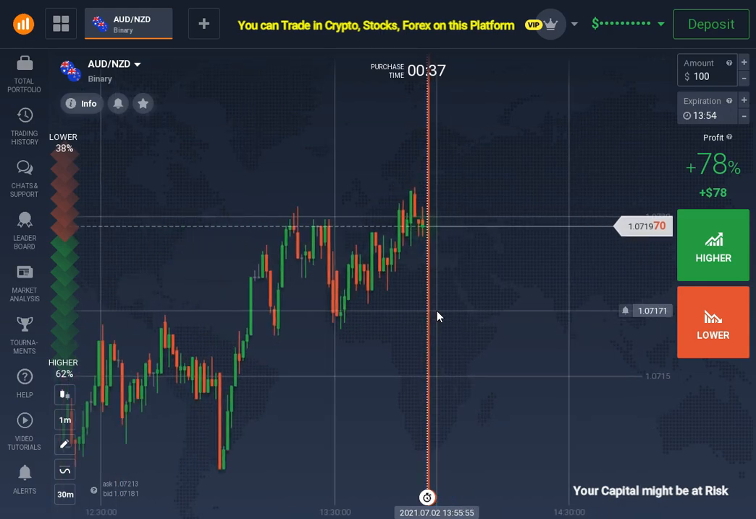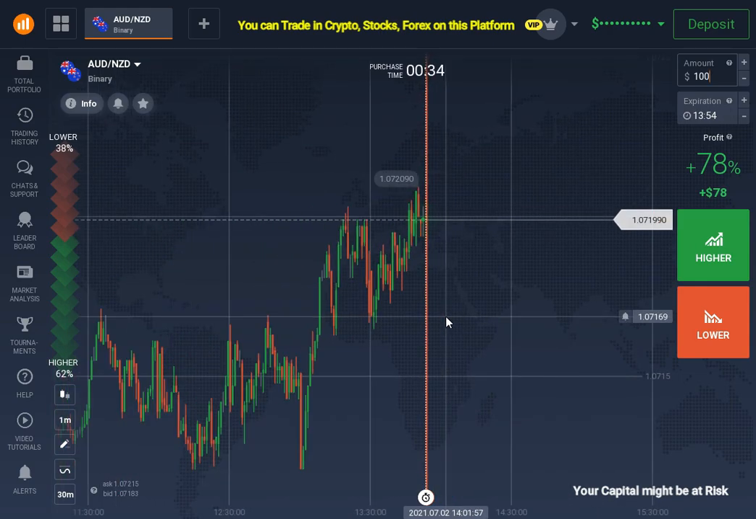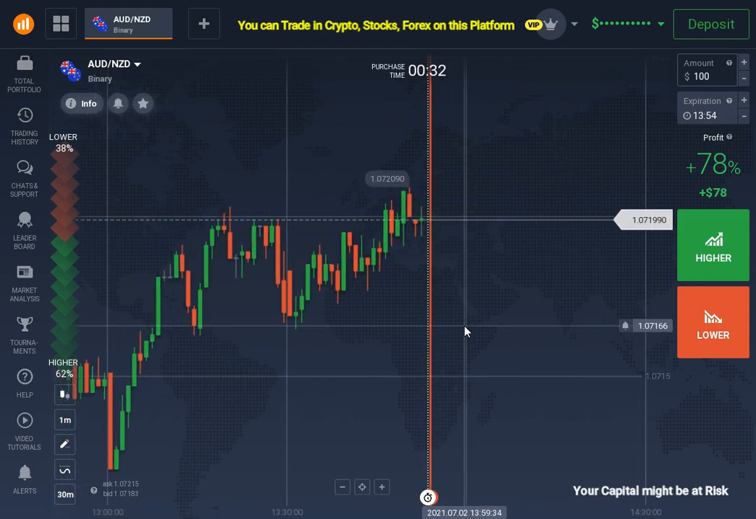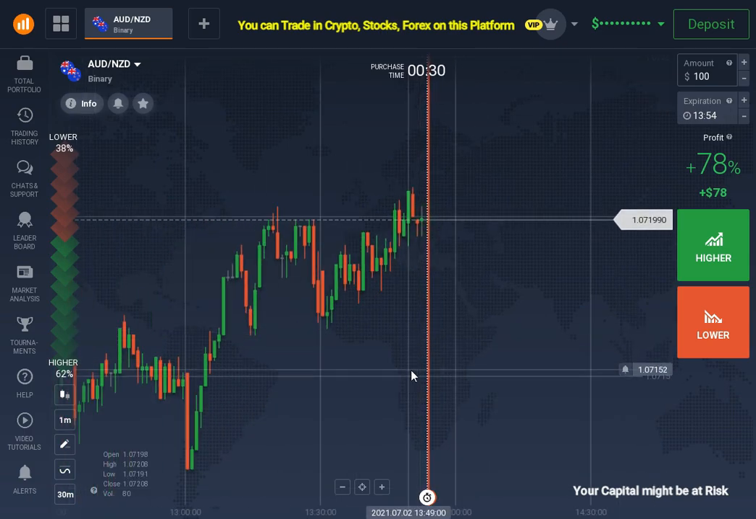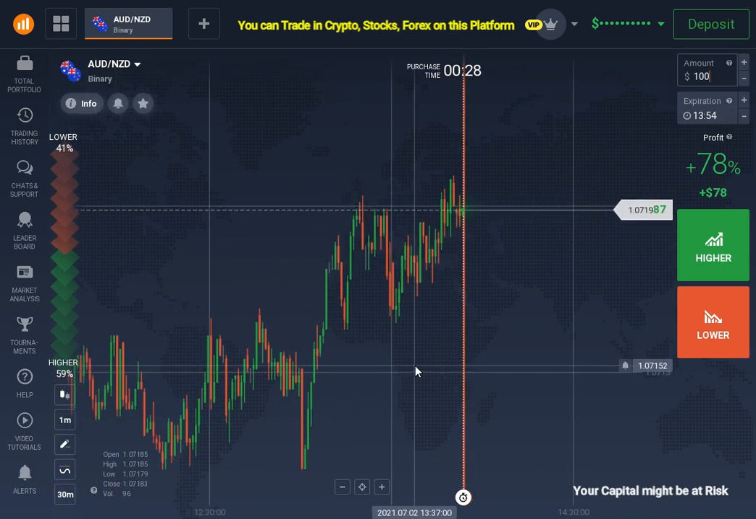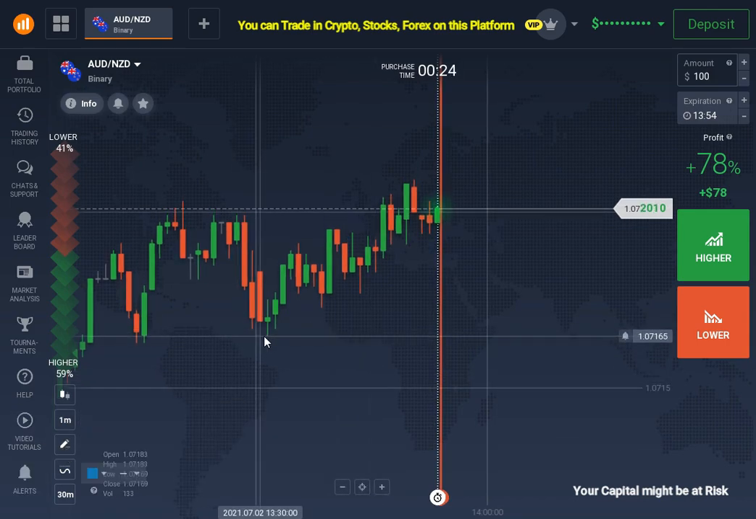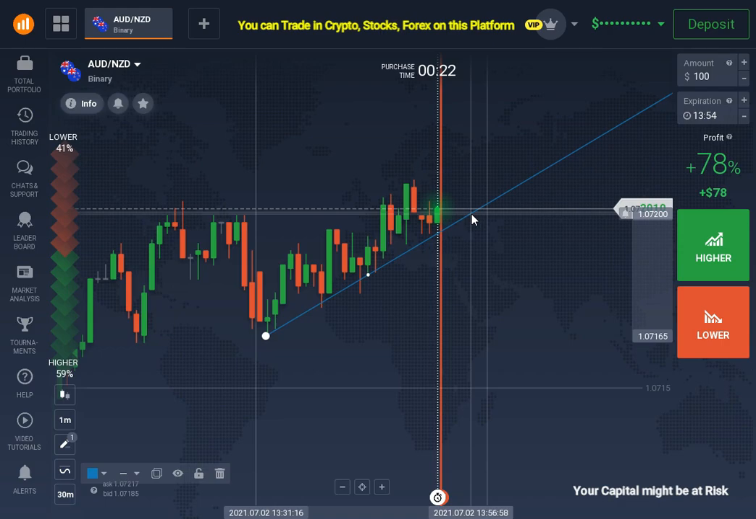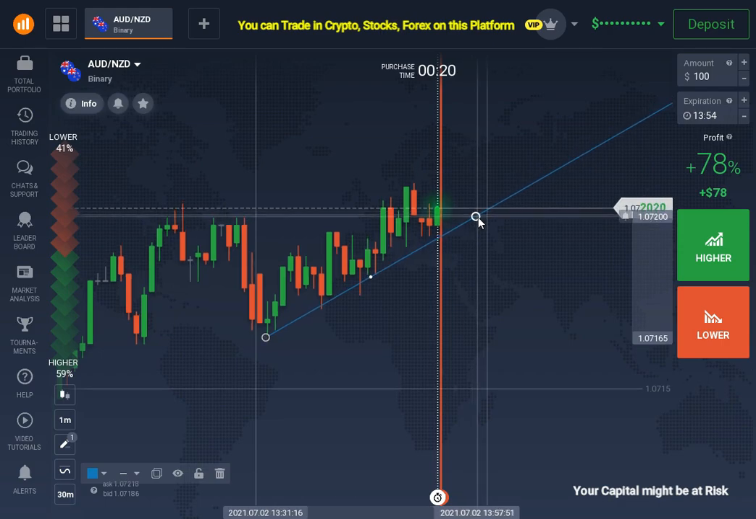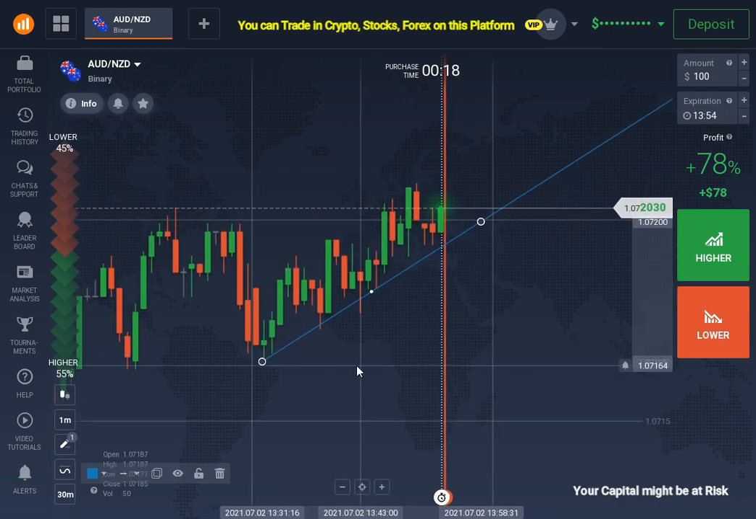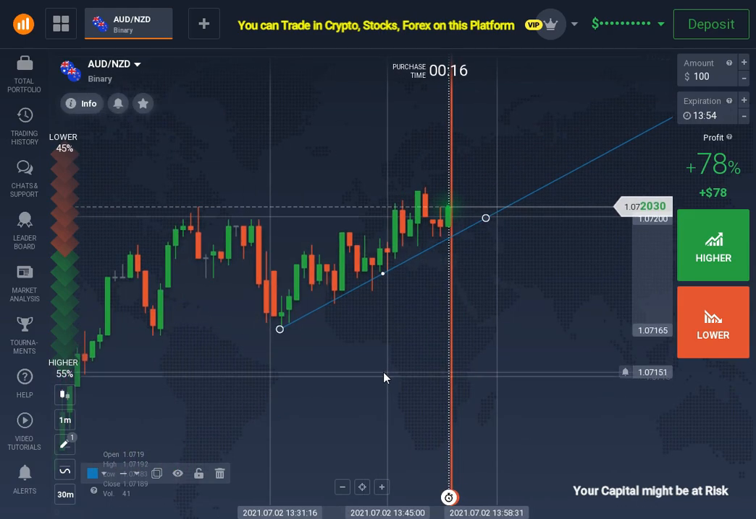So first of all, let me draw some levels, and then we will try to find an opportunity to take a trade. So first of all we will draw a trend line here, because I can see that this is a good support level. So this is a support level.